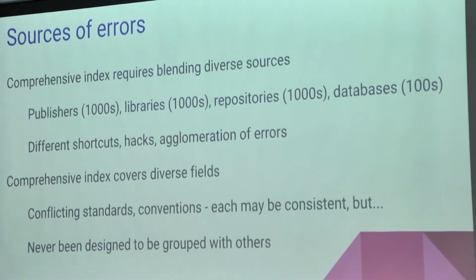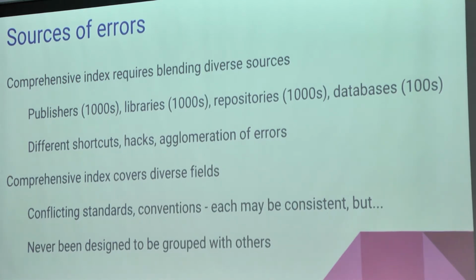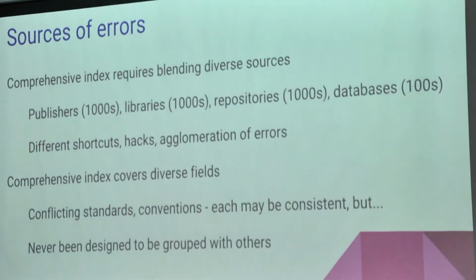As I briefly alluded to when I started, one of the significant challenges that building a comprehensive index brings is that every single thing you are bringing together was never expected to be part of a large collection. Every publisher, every library, every repository, everyone has taken different shortcuts, different hacks, different errors. And by bringing all of them together, you create a job that can overwhelm your efforts to build a useful service.